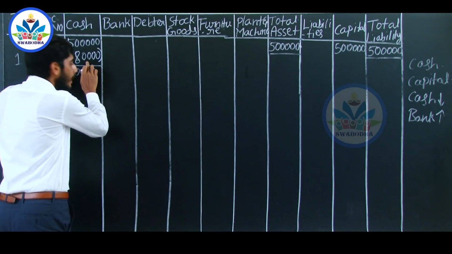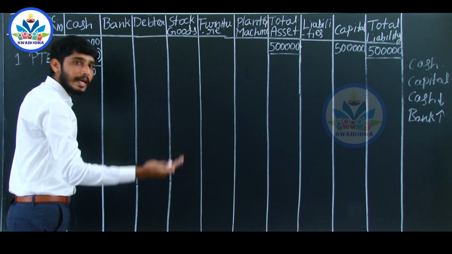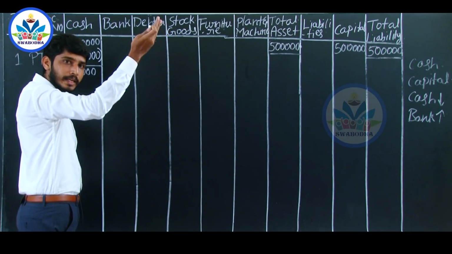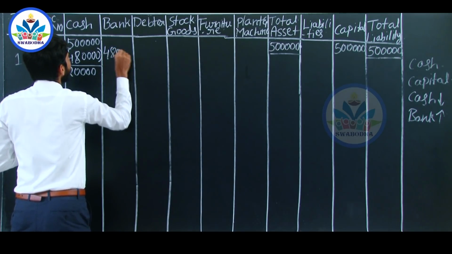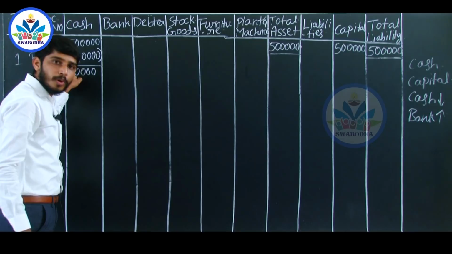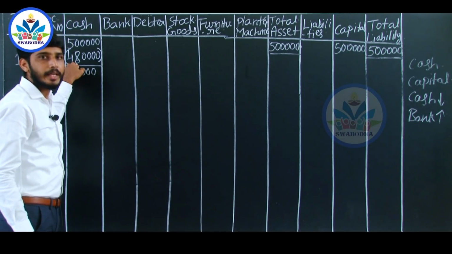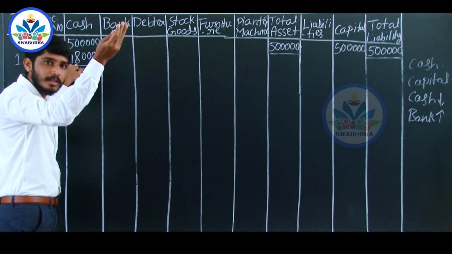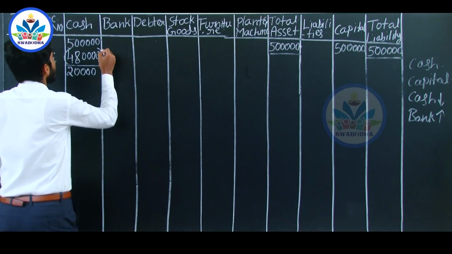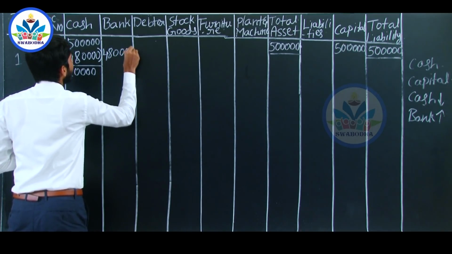Now, this 4,80,000 is deposited into bank account. So, to that extent your bank balance will increase. So, bank balance will increase by 4,80,000. This 4,80,000 rupees of cash has been deposited into bank account. To that extent bank balance will increase. When the bank balance increases, it is showing a plus balance. So, bank balance will become 4,80,000.